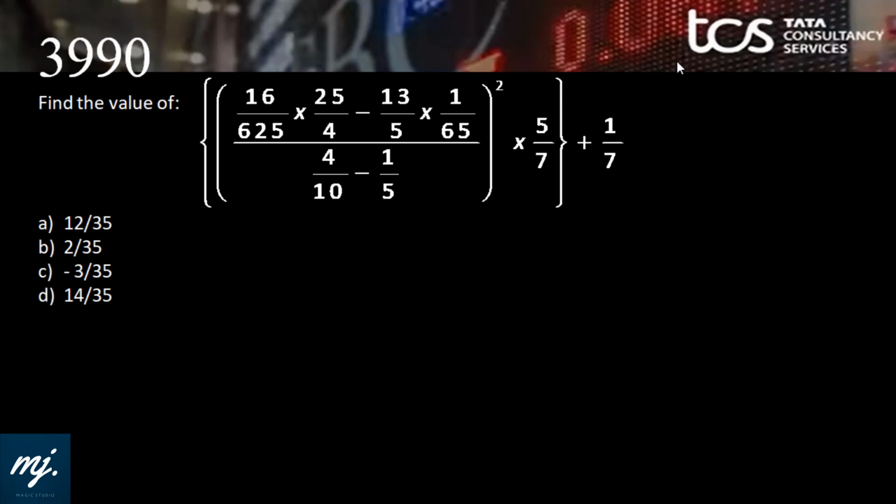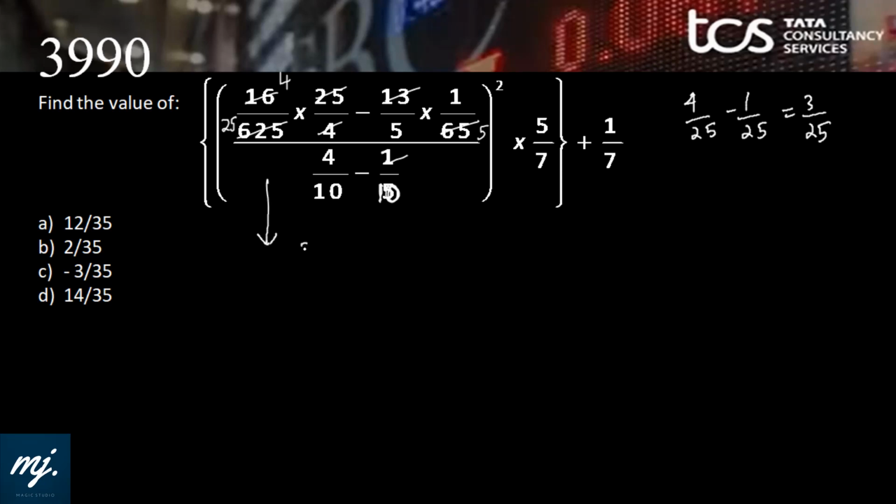Again, a simplification, BODMAS rule. There is a bracket. Let's solve this. Multiplication first. 16 will go 4 times for 4. 25 into 25 is 625. And so the numerator is 4 by 25 minus 1 by 25, that is 3 by 25. And in the denominator, we multiply this by 2, this becomes 2 by 10. 4 by 10 minus 2 by 10 is 2 by 10, that is 1 by 5.